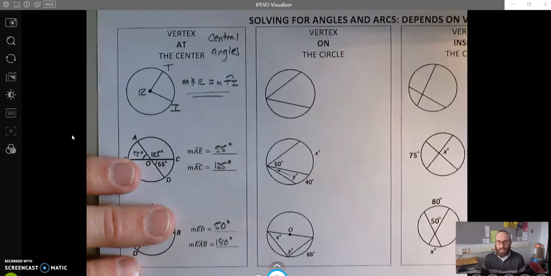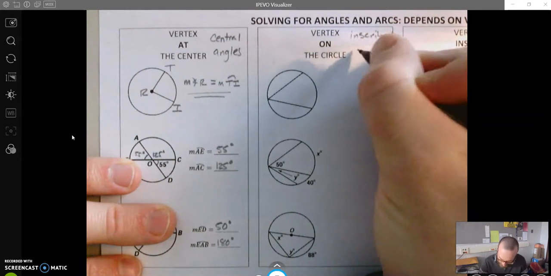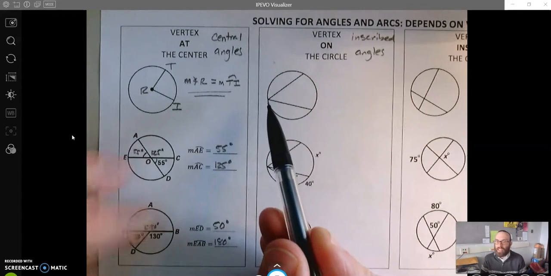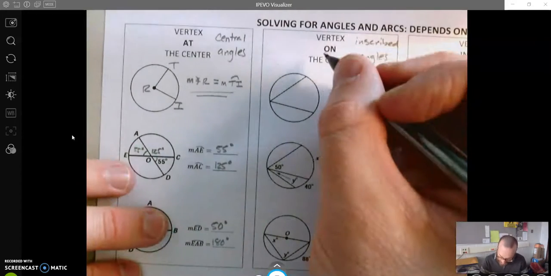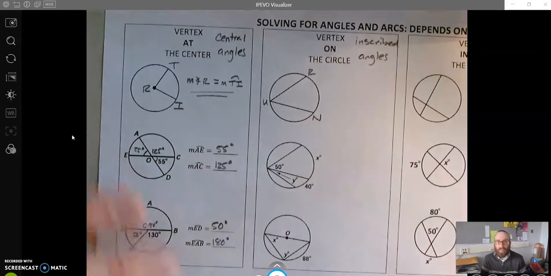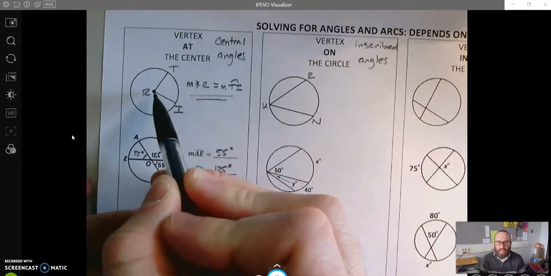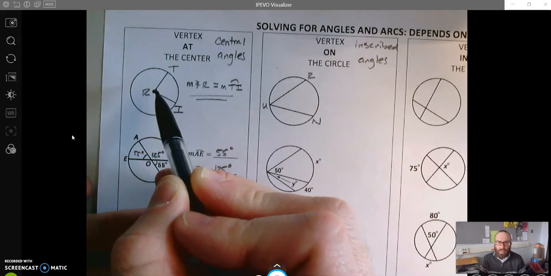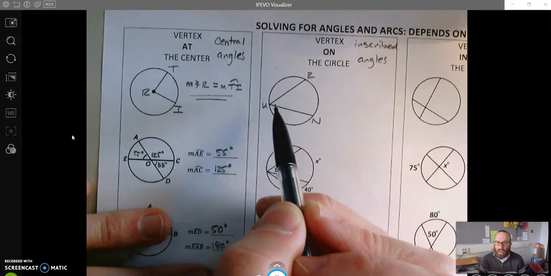We'll slide over here to seeing the vertex on the circle. You'll also see these called inscribed angles. And they are inscribed because their vertex is on the circle. And we use that word on right there. Now, I'm going to use R, U, N there. If you want to use other letters, you can.